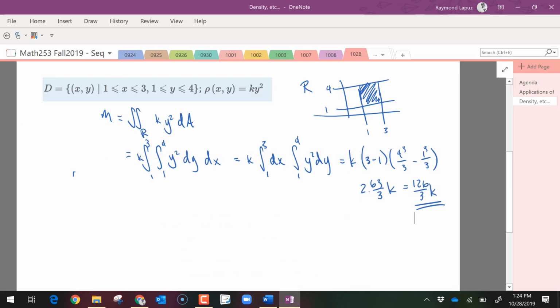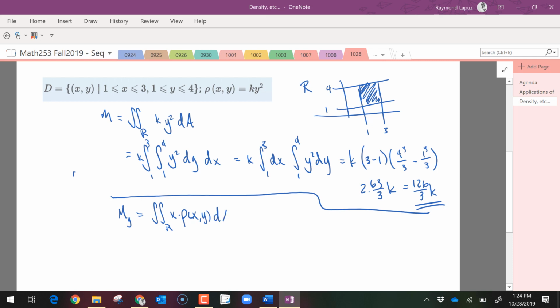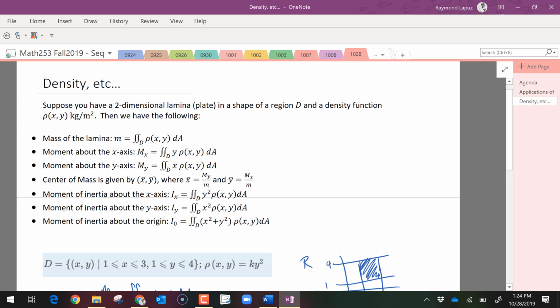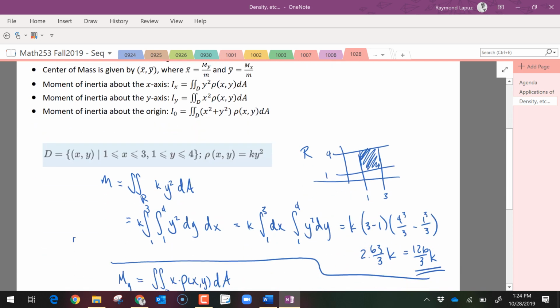So we have just the mass. To find the center of mass, we need the first moment along the x-axis. So I think that's my, which is going to be the integral over the region of x times the density rho of x, y, dA. That's my. Oh, this is along the y.